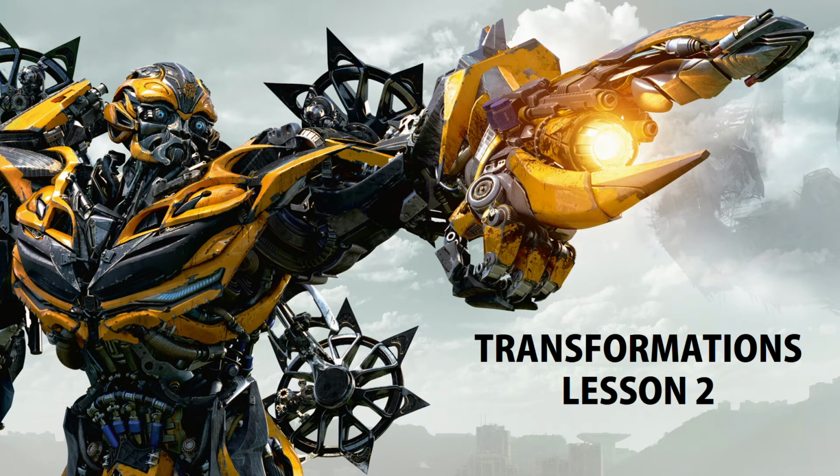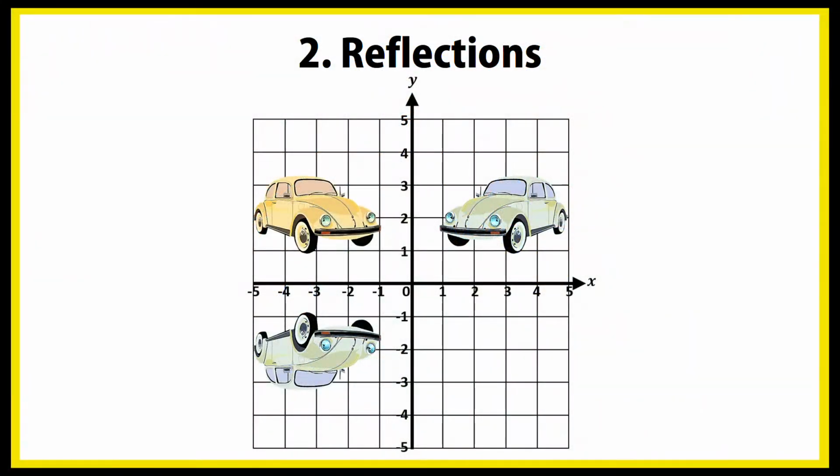Hey guys, in this lesson we are focusing on the next section of transformations, which is reflections. In reflections, all that happens is that the shape reflects either over the y-axis or over the x-axis, and then it can also reflect over the line y equals x, which I'll show you later in the video.